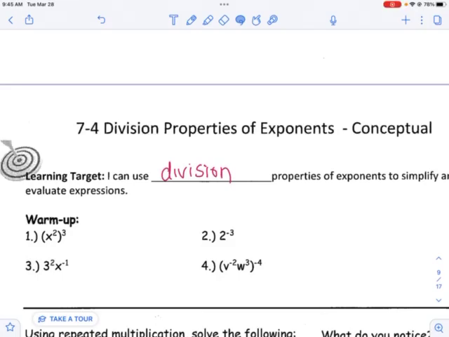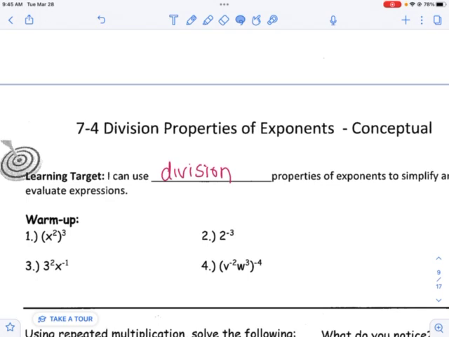Hi there, we are doing the notes for 7-4, division properties of exponents. So first off, the learning target: I can use division properties of exponents to simplify and evaluate expressions. Go ahead, fill in the word division.